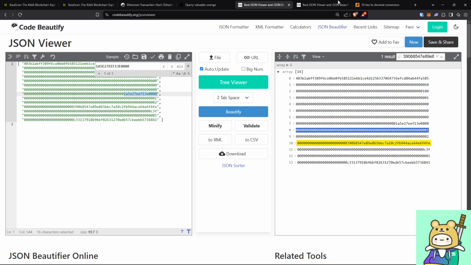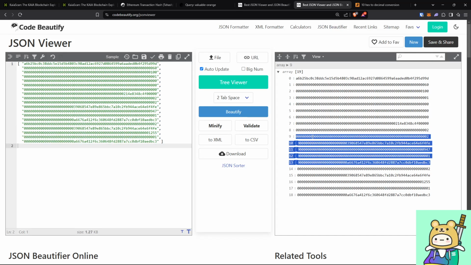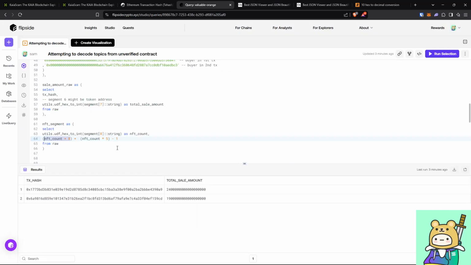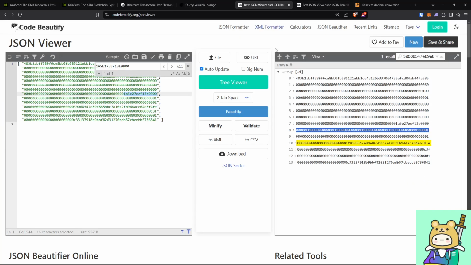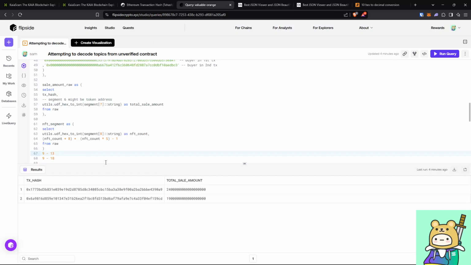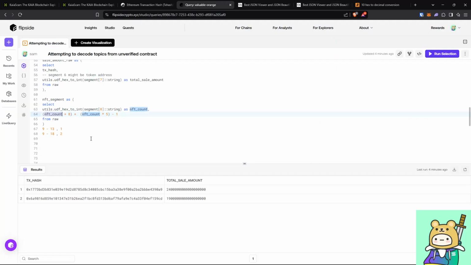It should be 9 to 18. Write it down, right? 9 to 18, and the first one is 9 to 13. And we're trying to come up with a way to get 9 to 13 and 9 to 18 based on the NFT count. So let's try to work this out. NFT count is 1 times 2. So it starts off at 9.